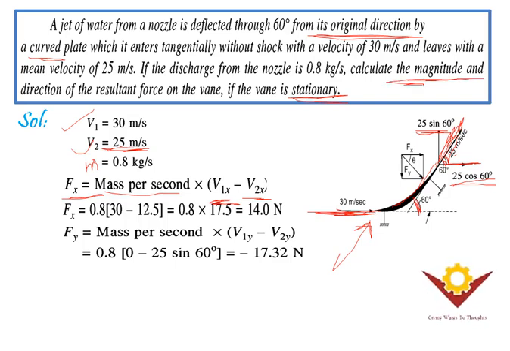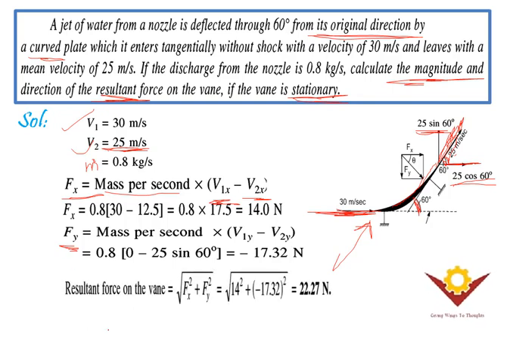For that, we know the resultant is nothing but the magnitude of the resultant force. So we are finding Fy. First we'll see the resultant force on the vane, which is the square root of Fx squared plus Fy squared. We already found this Fx. Now we'll see Fy: mass per second into the velocity in the y direction initially, minus the velocity in the y direction finally, that is at the outlet.